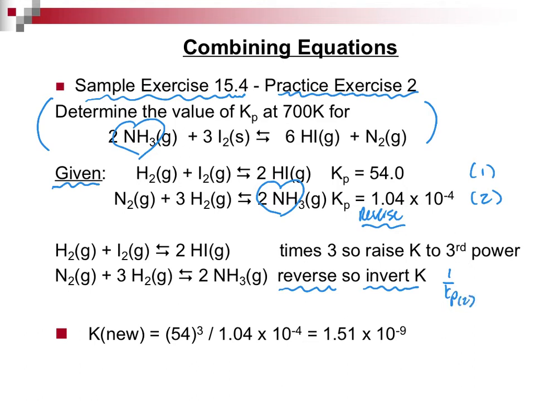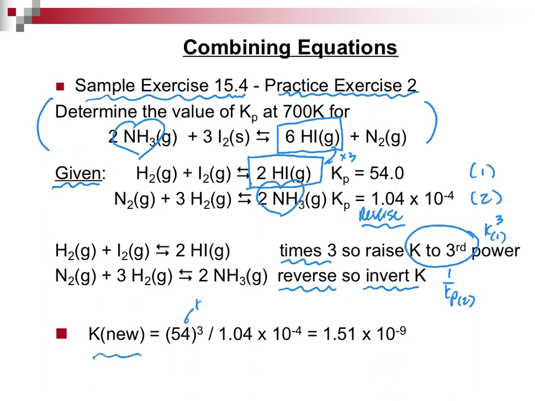So then my eye said, well, what should I look for next? Well, what I do is I see the H2. I notice that it is in the first equation, but what I'm going to have to do is multiply it by 3. So, okay, I say times 3, but that means raise K to the third power. So I need to take K1 and cube it. So my K new comes out to be that K1 cubed, and it's the reciprocal of 1 over K2.